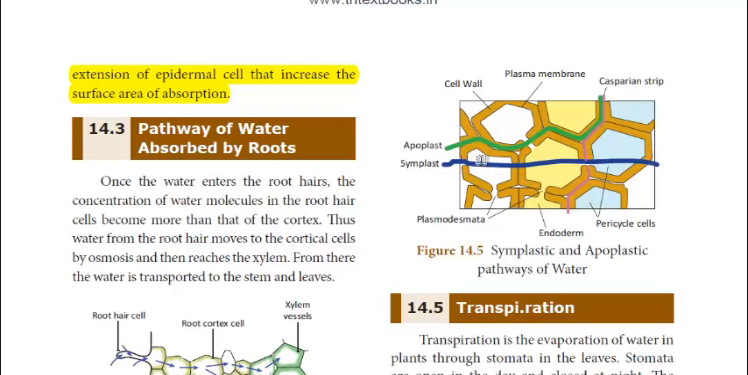The blue color line refers to the symplast, and the green color line refers to the apoplast. So now you can clearly understand what is the difference between apoplast and symplast.